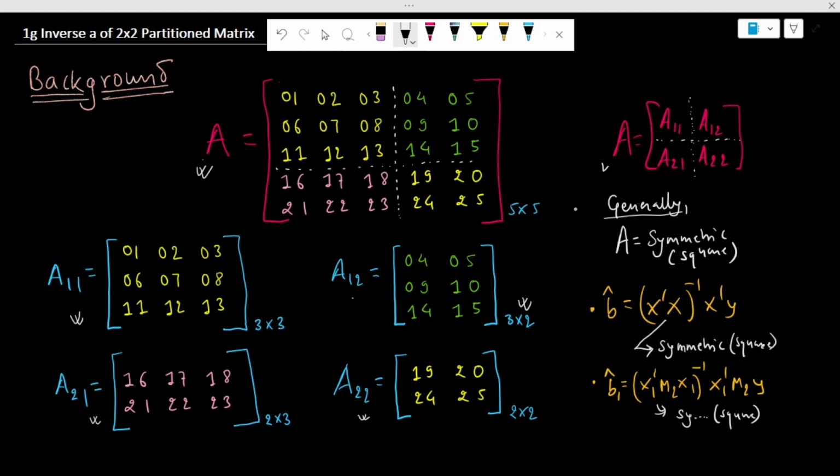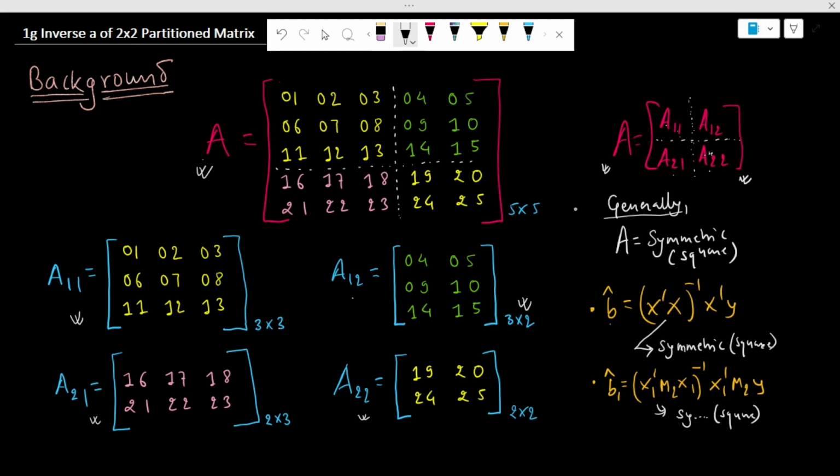Therefore, matrix A in its partition matrix form is equal to A11, A12, A21, and A22, where each of the elements is a matrix. The matrices in the main diagonal must be square matrices, and the off-diagonal matrices can be of any order such that matrix A ultimately is a square matrix. And generally, matrix A is symmetric, and once it is symmetric, it is ultimately a square matrix.